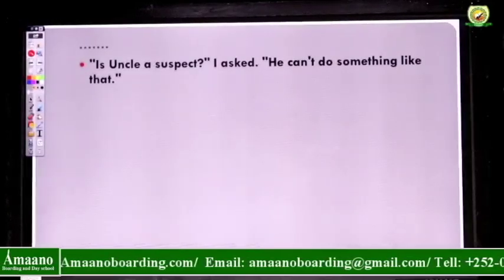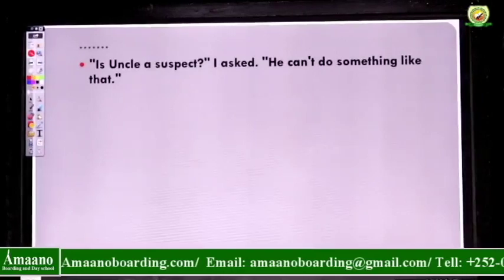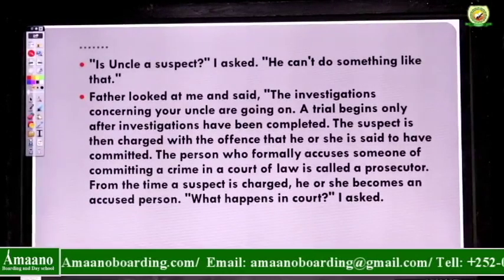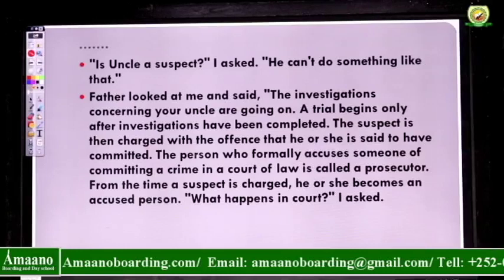Is Uncle a suspect? I asked. He can't do something like that. Father looked at me and said, the investigations concerning your uncle are going on. A trial begins only after investigation has been completed. The suspect is then charged with the offense that he or she is said to have committed. The person who formally accuses someone of committing a crime in a court of law is called a prosecutor. From the time a suspect is charged, he or she becomes an accused person.